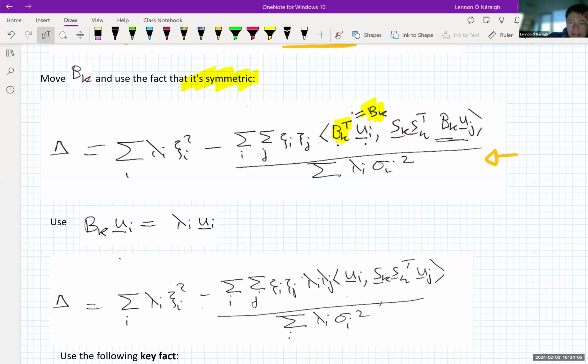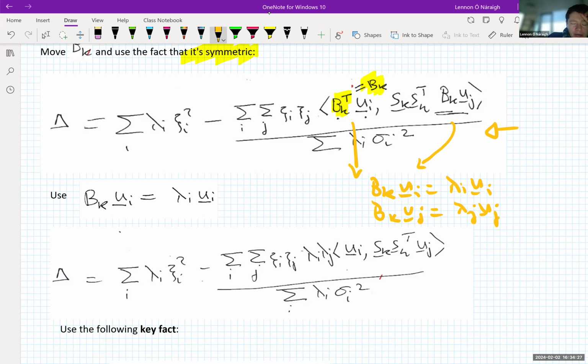And furthermore, that has an advantage for us because I have BK acting on UI, so that's lambda I UI, and I also had BK acting on UJ, so that's lambda J UJ. So I plug those results in, and so delta is the sum over I of lambda I psi I squared. And what I was previously calling BK UI, that will now be lambda I UI. So that's a lambda I and a UI. And similarly, what I was previously calling BK UJ, that is now a lambda J UJ. And the lambdas come outside the sum.